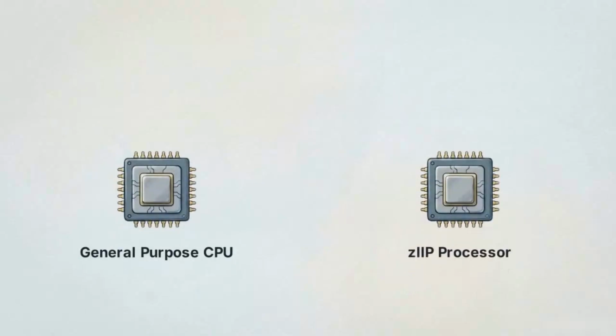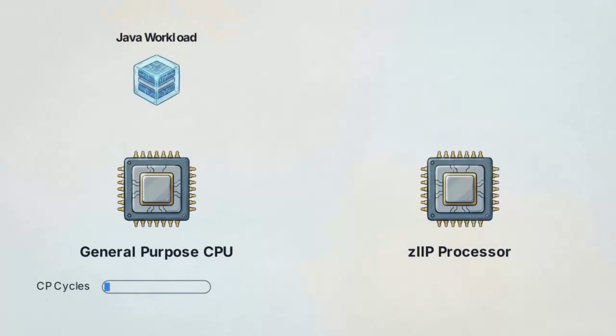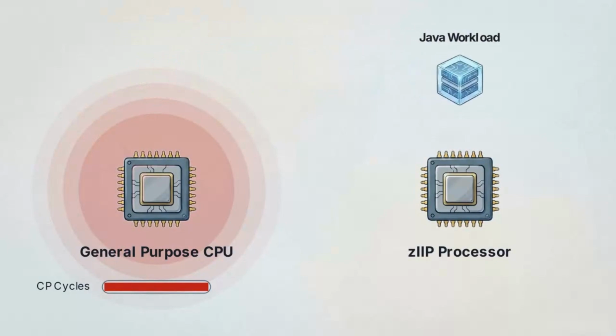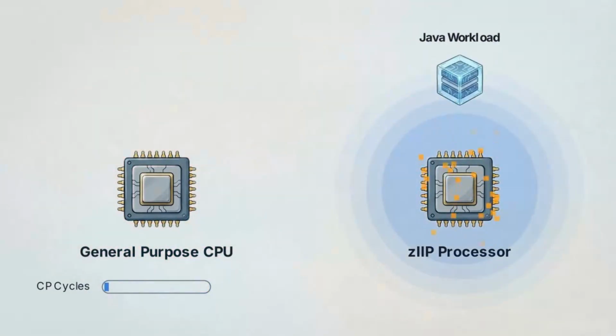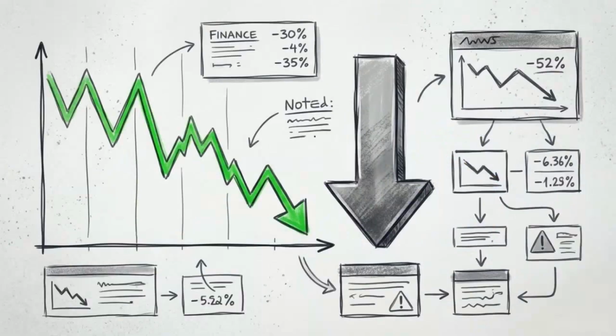This setup also provides a distinct financial advantage. Java workloads running on z/OS are eligible to be offloaded to zIIP processors. zIIPs, or Z Integrated Information Processors, are dedicated specialty engines that execute Java code without consuming general-purpose computing cycles, which directly reduces your software licensing costs.